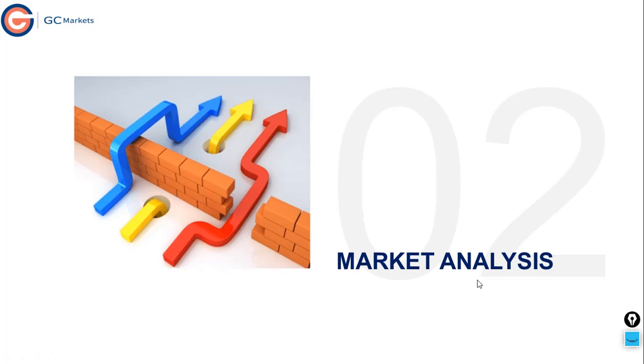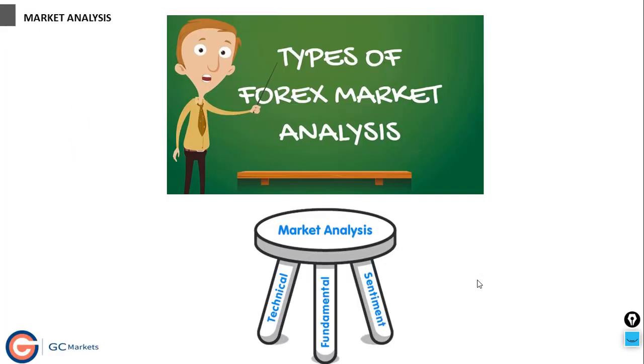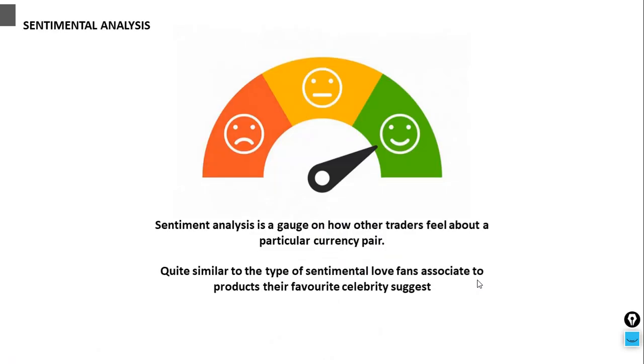Now, let's just briefly explain market analysis, because there are three major types of market analysis, and we'll look at what these three types are and how they work. The three types of market analysis are technical analysis, fundamental analysis, and sentiment analysis. We'll begin by explaining sentimental analysis.